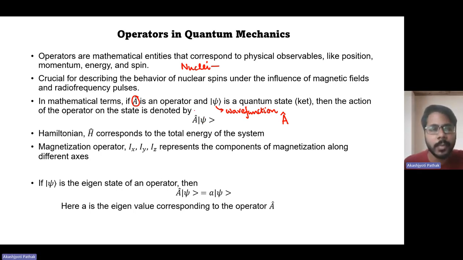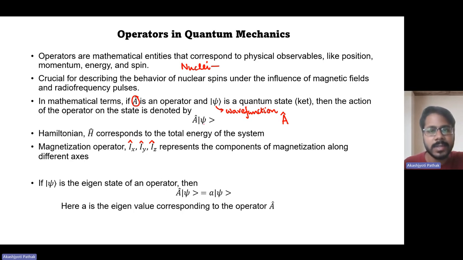So we have different operators for different observables or different measurable quantities. Like for energy, if you want to measure energy, then the operator corresponding to it is called the Hamiltonian operator. So the Hamiltonian operator corresponds to the total energy of the system. Similarly, the magnetization operators Ix, Iy, Iz represent the components of magnetization along the different axes. So these are the operators for representing the components of magnetization along different axes.